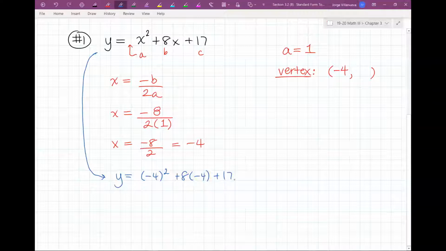And that's how I find my y value. Now remember I told you from those 3 steps, step 2 is the one that's going to be a little bit of work. The other 2, step 1 and 3, are going to be easy. But step 2, you're going to have to do some work. So we get y equals 16 minus 32 plus 17.